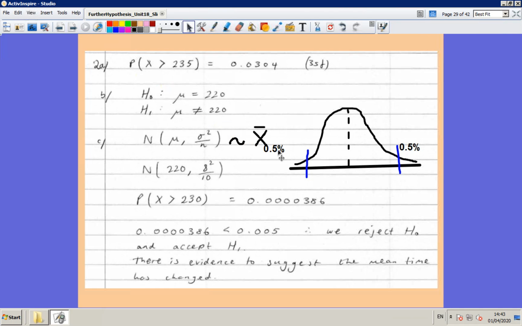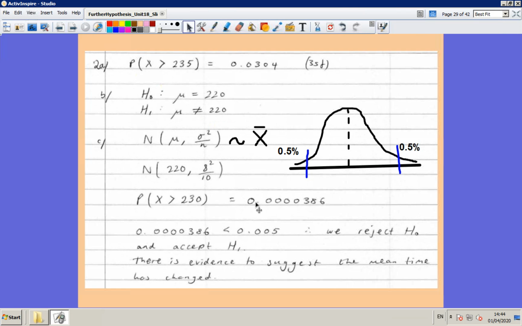Okay, so we're interested in whether our sample mean lies within one of these critical regions. In this case, our sample mean is 230, which is bigger than our population mean. So we're interested in working out the probability of getting 230 minutes as our journey time, or something more extreme. And we find that that is equal to 0.000386, which is less than 0.5%. And so we have evidence to reject the null hypothesis. Again, I would use that language rather than the language that's given here.